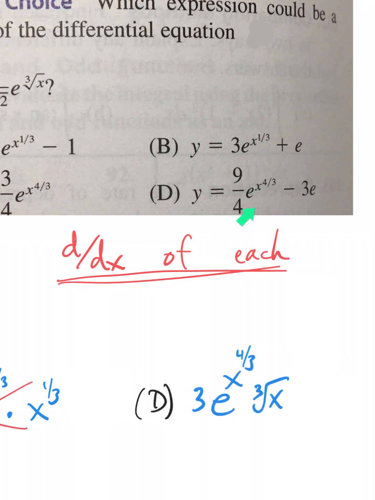And the derivative of 9/4 e to the power of x to the 4/3 is 3e raised to the power of x to the 4/3 times x to the 1/3 power. This is also not our expression. So that leaves B. If you take the derivative of B with respect to x, we'll have dy dx equals this, e to the power of the cube root of x, just like we had, all over x to the 2/3 power, just like we have, plus the derivative of the constant with respect to x, which is 0. There's our winner.